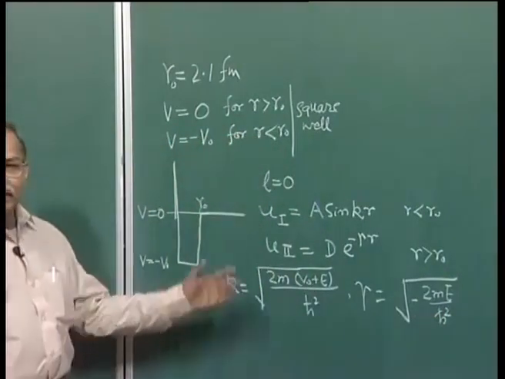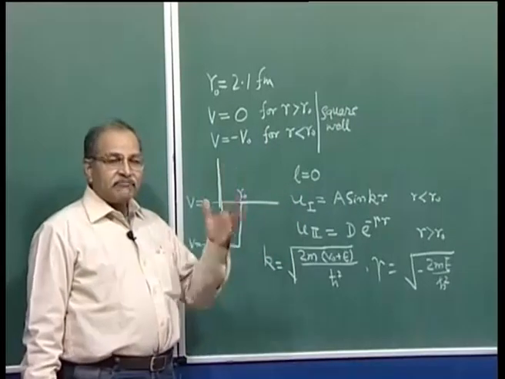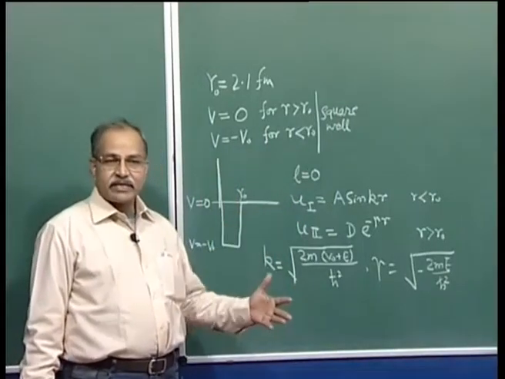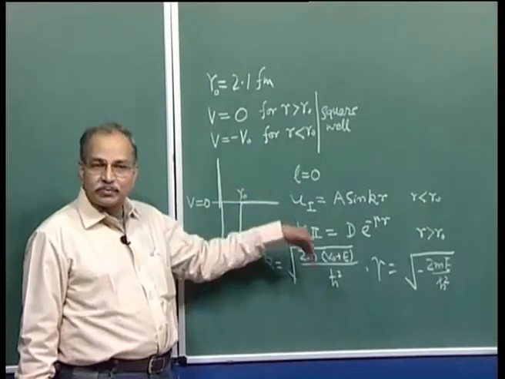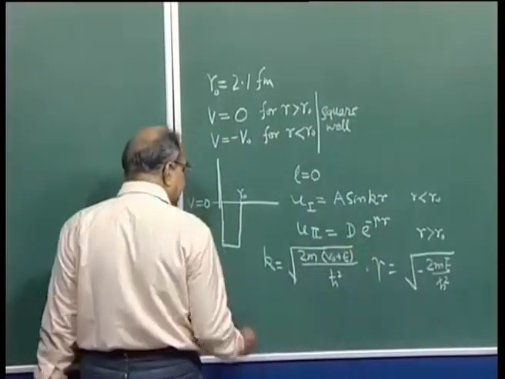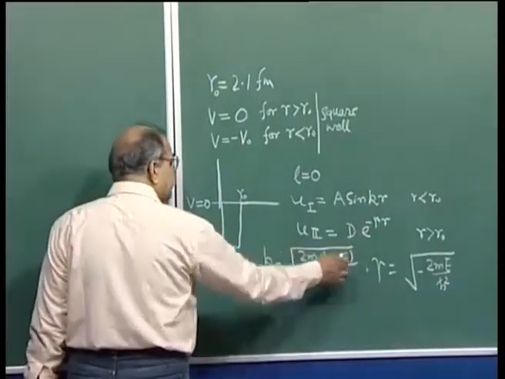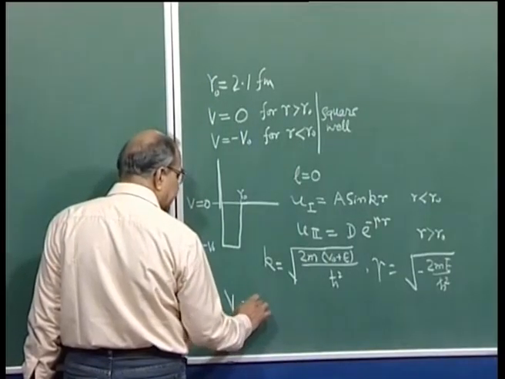Okay. Then we imposed the condition that the wave function should be continuous everywhere and finite everywhere, square integrable and all those conditions. The slope should be matching, and from that we got a certain relation in this energy, and from there we obtained that this V naught is 36 MeV.